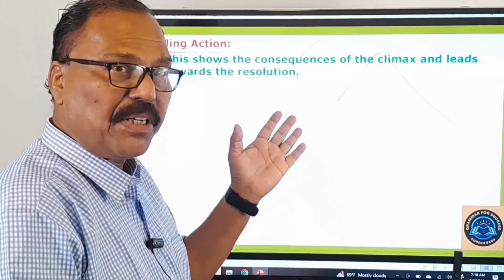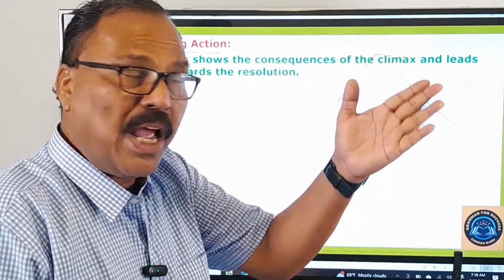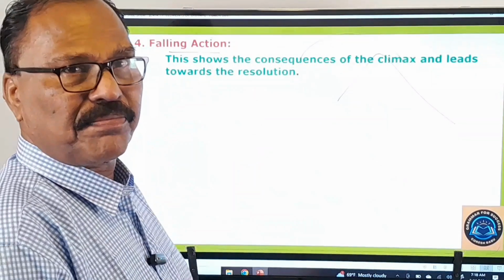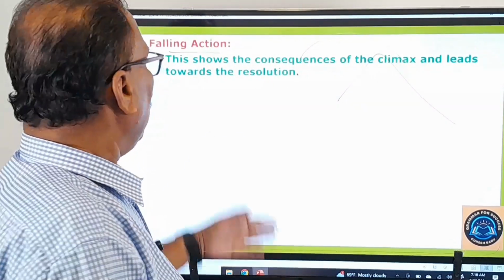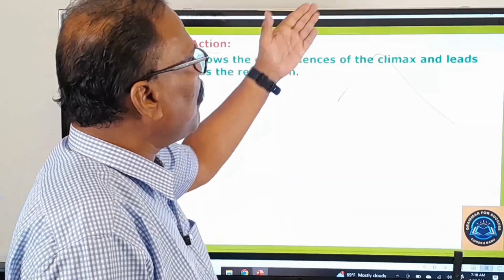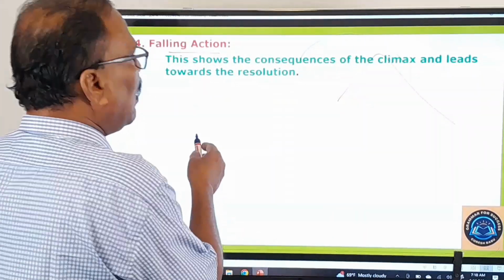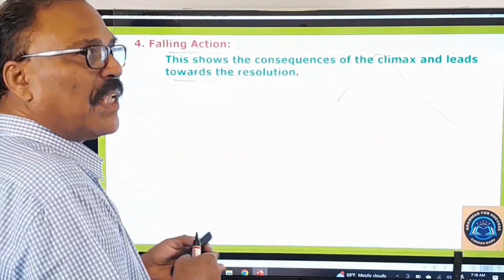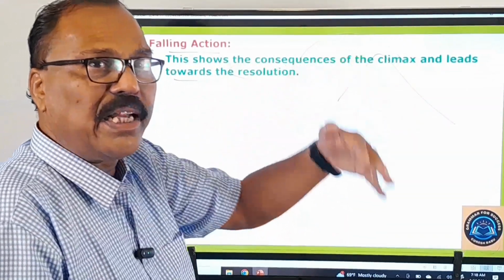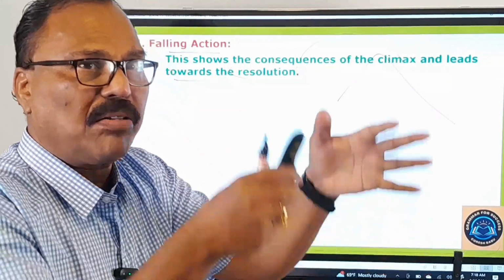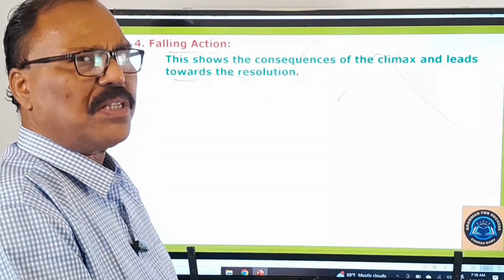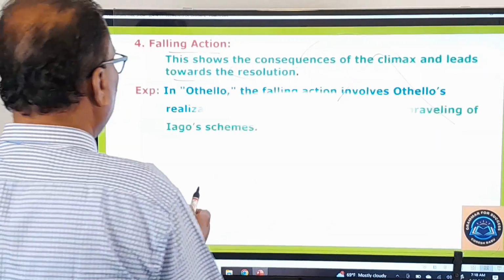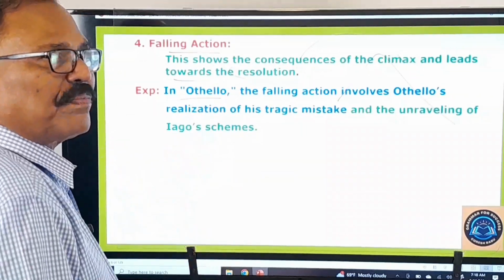You know very well in Hamlet what happened. Hamlet killed Polonius, and what will be the consequences thereof? This shows the consequences of the climax, and it leads towards the resolution. And that climax leads to the resolution or the denouement. Denouement means resolution, or the conflict will be solved, and so on. And here one example. In Othello, what happened?